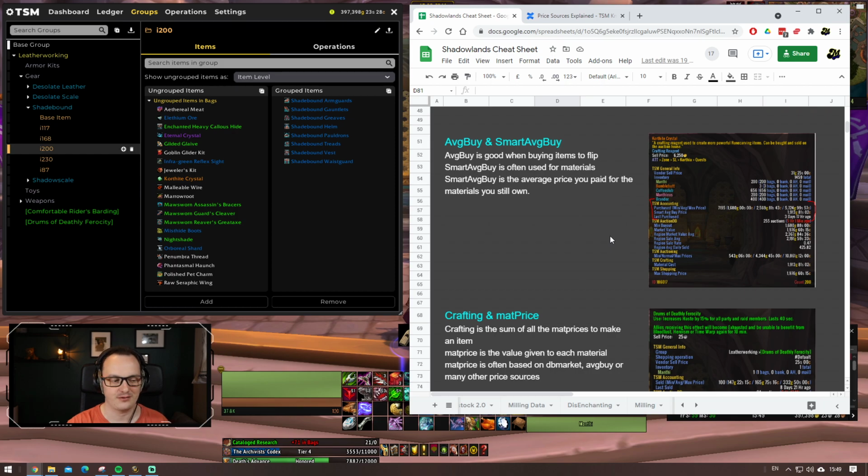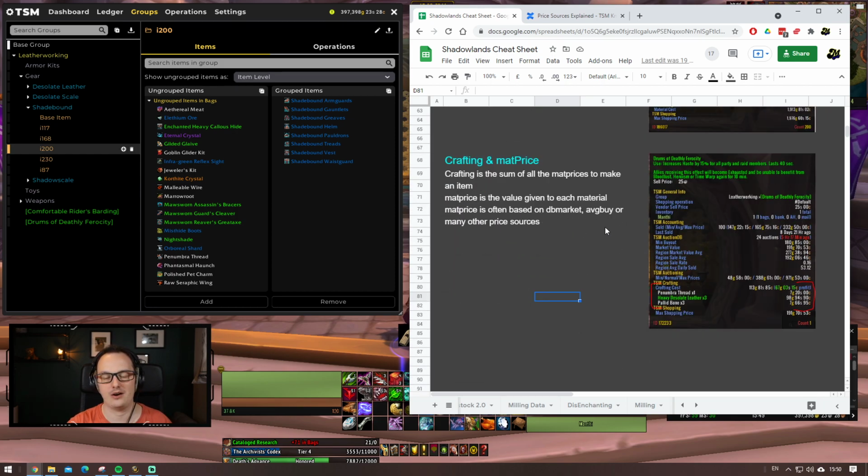Now, the big one for this video, and the one we're going to talk about in a little bit more detail, is crafting and map price. This is one that's very, very common with people that play with professions. The crafting price is the sum total of all of the map prices for any given item. Map price is then the value that is given to each material in the game. Me just telling you this is probably difficult to understand, so let's jump back into the game and we can show you this in action, and it will hopefully start to make a little bit more sense to you.